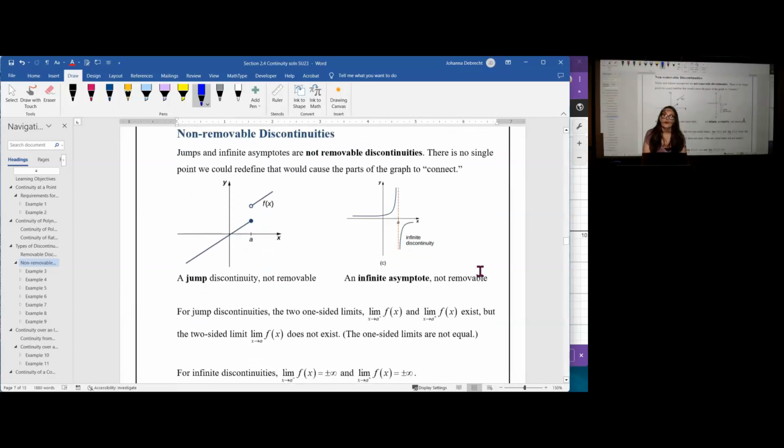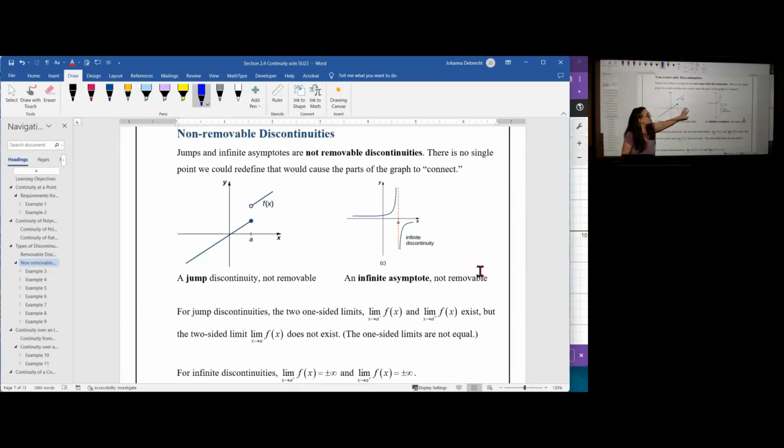Note that in the removable types, the limit from both sides does exist. When we look at the other two types of discontinuity, the jump and the infinite discontinuity, the two-sided limit does not exist. They don't exist in a jump because the limit from the left and the limit from the right do not agree. They don't exist in an infinite vertical asymptote because they're going to infinity or negative infinity, and that's not a number. Even if both sides go up, that's still not a finite real number.